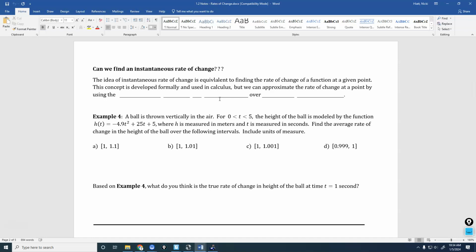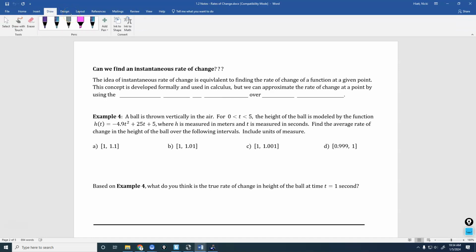So for these blanks right here, this is really a calculus idea. A lot of what they're doing in the AP this class is called pre-calculus. A lot of what it is supposed to do is prepare you for calculus, give you the tools that you need for calculus. So this is something we talk about big time whenever you get to calculus, and we're just kind of introducing the idea here.